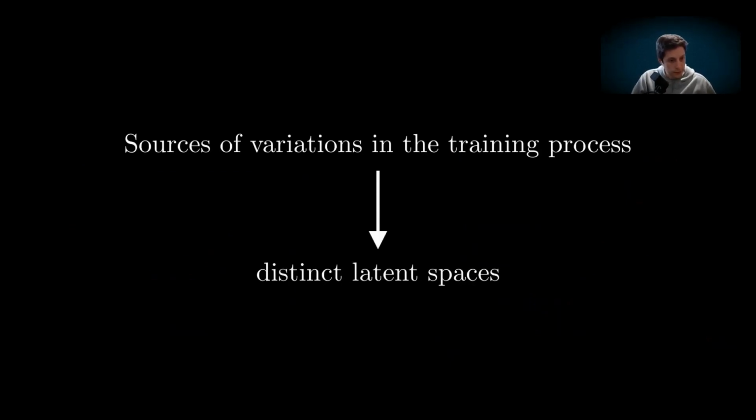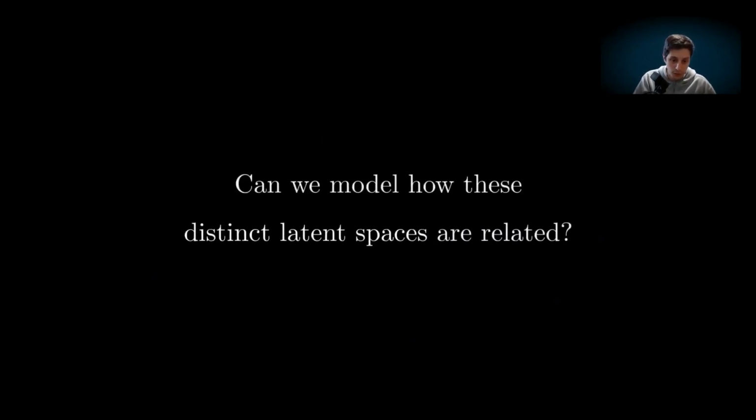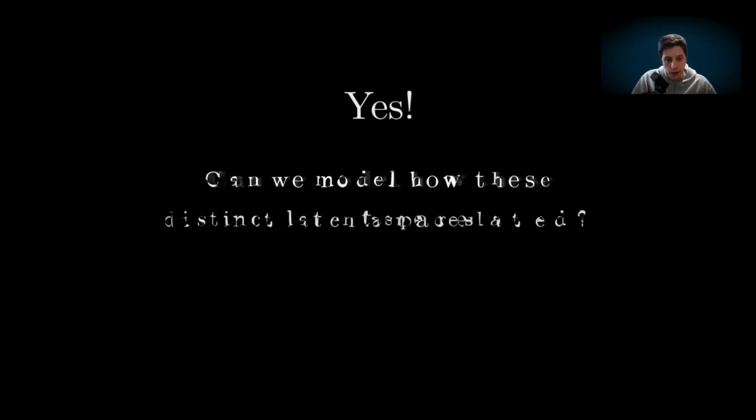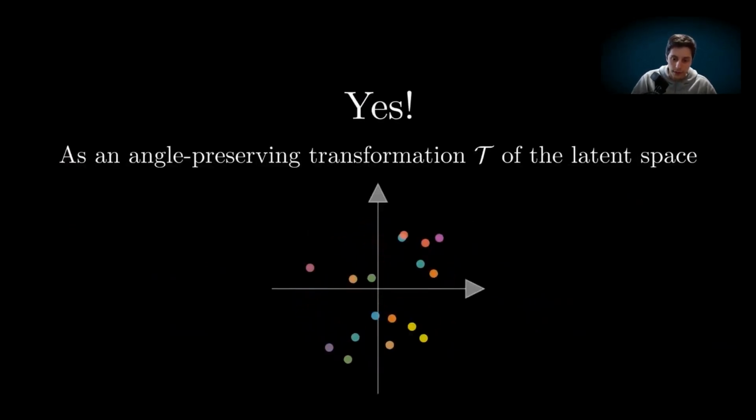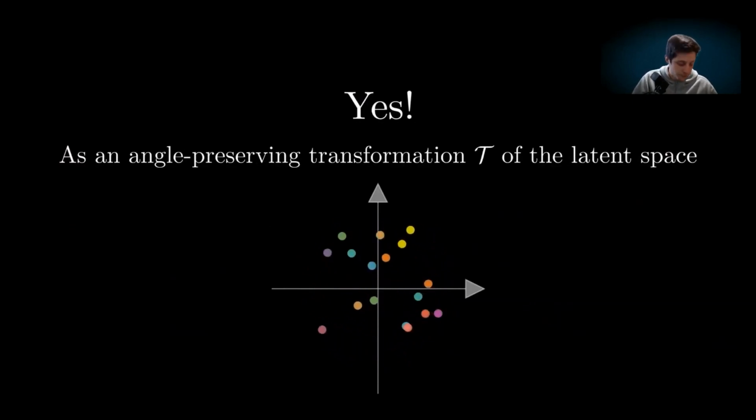So what we saw is that sources of variations in the training process of different neural networks produce distinct latent spaces. Now our first question is, can we model how these distinct latent spaces are related? What is changing between them? And our answer is yes.